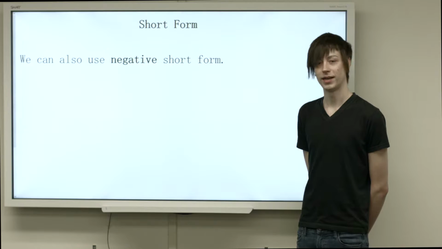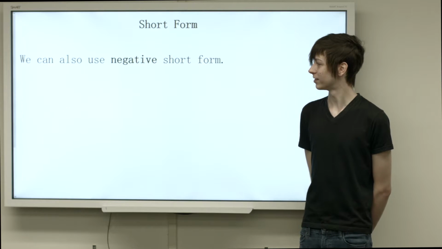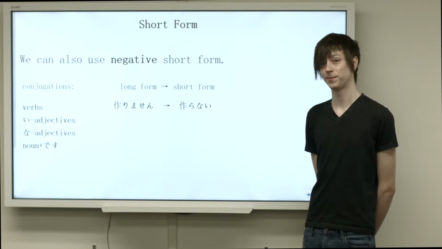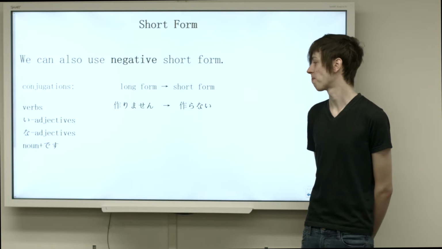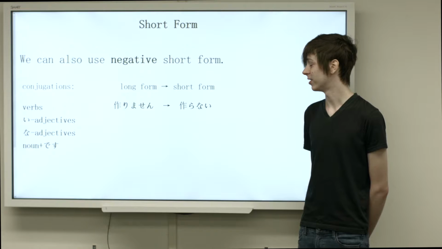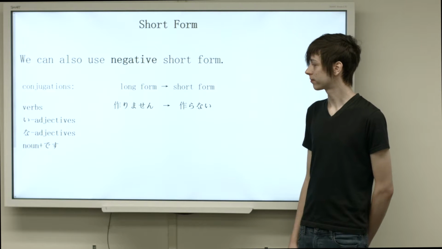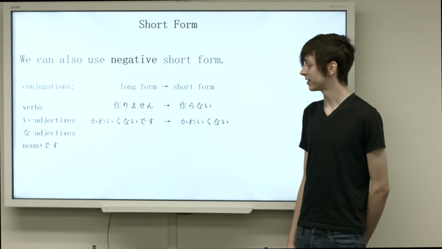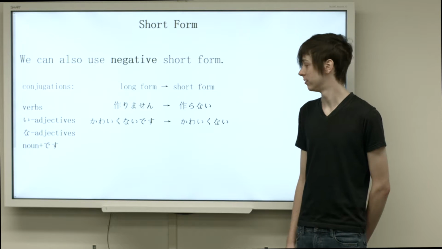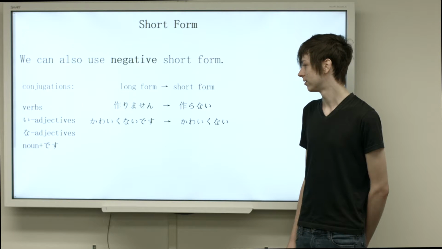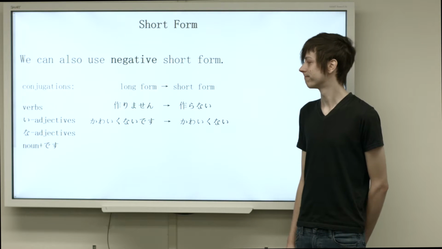We can also use negative short form, which is a little different. For verbs, tsukurimasen would be the long or masu form. Instead, we just make it negative and say tsukuranai. For adjectives, kawakunai desu. Simply as before, just drop the desu. So, kawakunai.